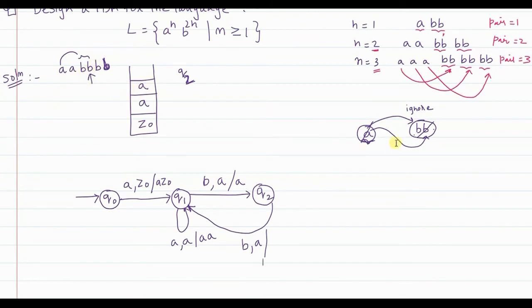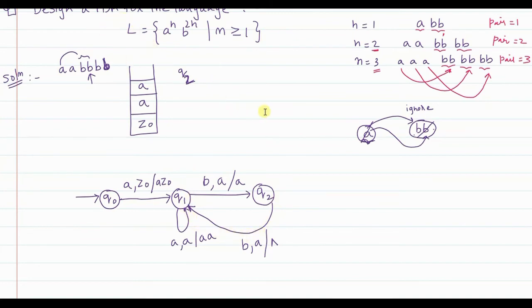Cancelling means A will be popped out, and popping out anything means pushing null. This B I am going to cancel out with this A, and cancelling out means I will just pop this A out and the pointer will increment by 1. That is called cancelling. So by doing this I will come back to Q1 state.